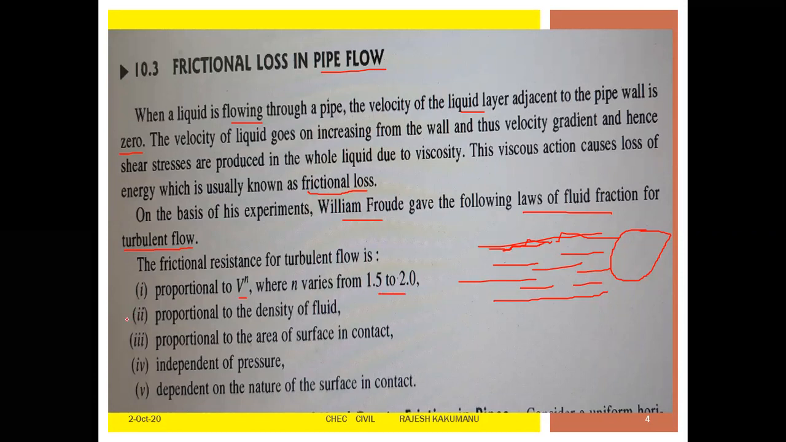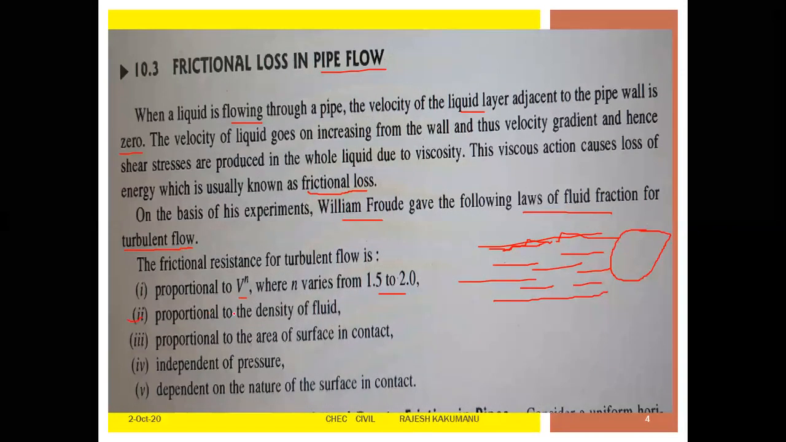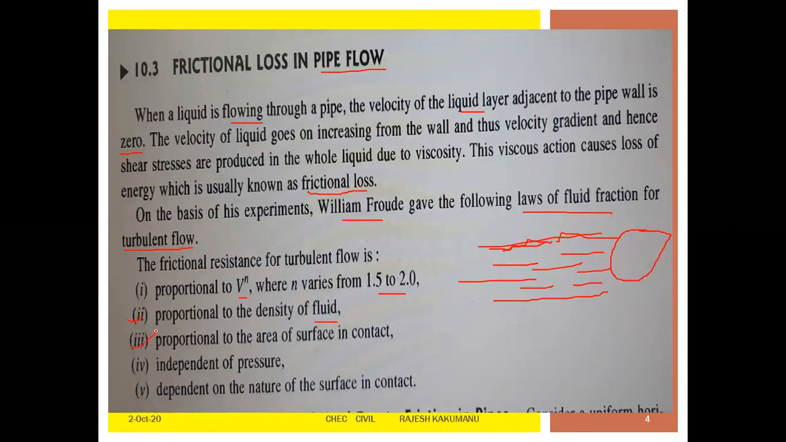Next, second one, proportional to the density of the fluid. So we have to see the properties of the fluid also. What is the density of the fluid? So it is proportional to the density of the fluid. Next, third one, proportional to the area of surface in contact. So the frictional resistance is proportional to the area of surface contact: how much area of pipe you are having, and how much of the fluid is in contact with the surface area of the pipe. Next, it is independent of the pressure.